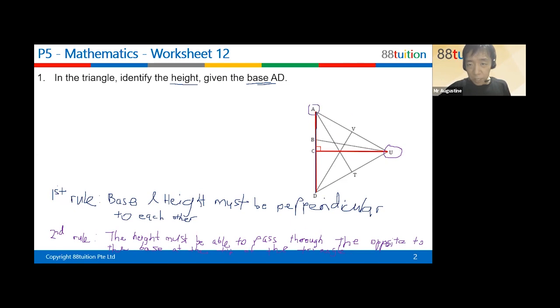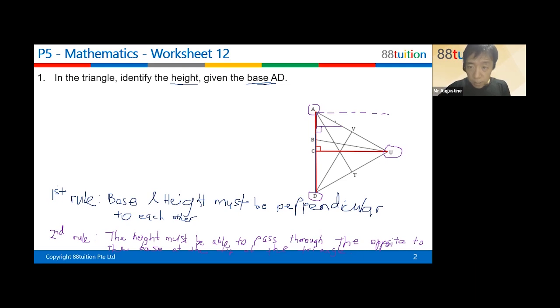In this case, it'll be A, D, and U. So if AD is the base, the opposite tip that I'm referring to obviously has to be U. There's no other point, as you can see. So it forms a perpendicular, the first important rule, and it can pass through the point U, which is the opposite tip. Sometimes in some questions, they will give another point, and as long as it's able to reflect the same height, it is the correct height that you're using. So if, let's say, I draw another line here, it is also 90 degrees.